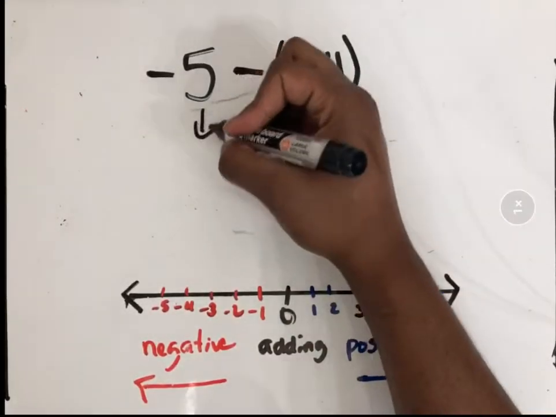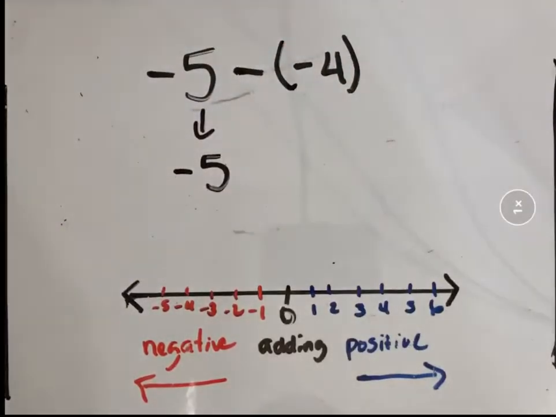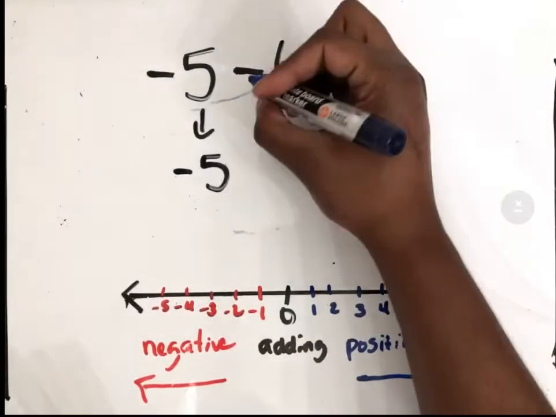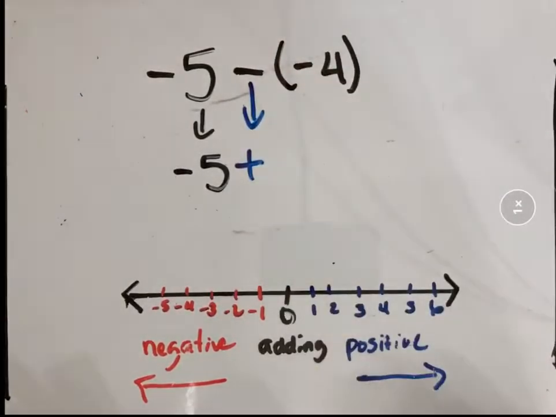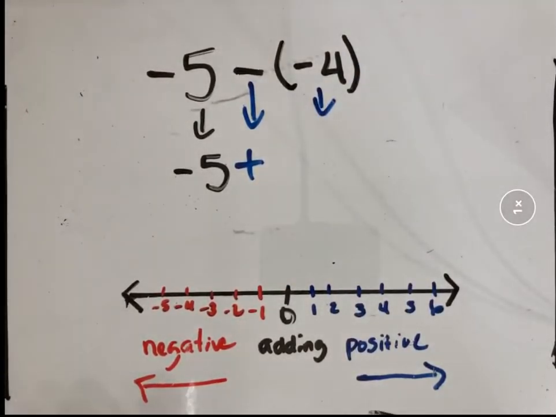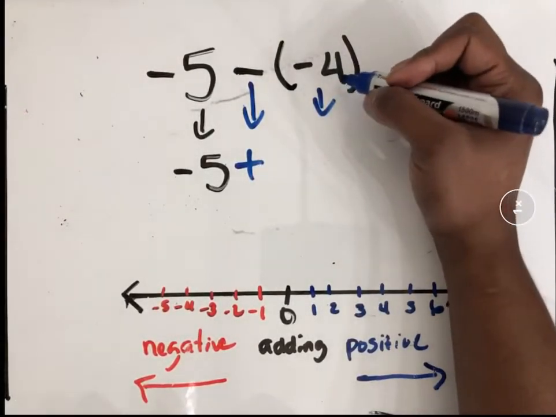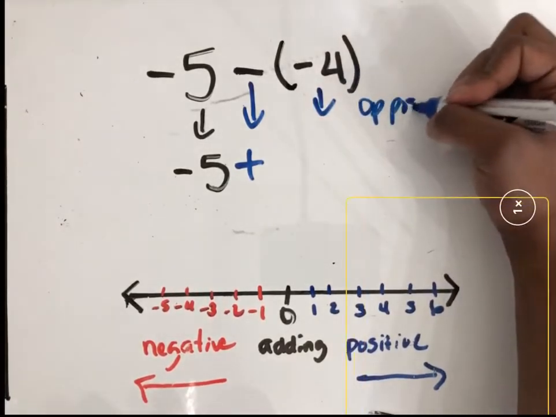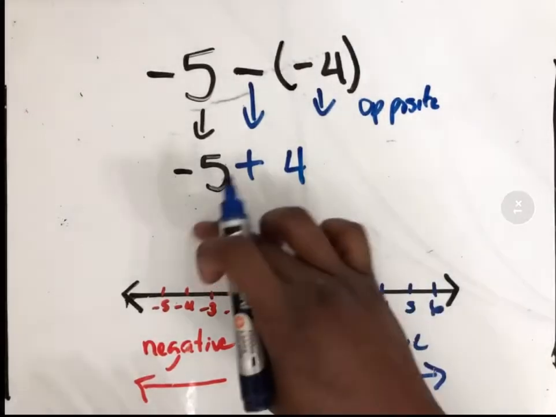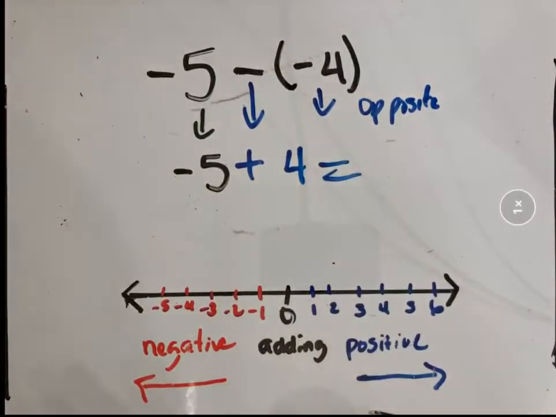My negative 5 is always going to stay the same. My first number is always going to stay the same. Because I'm changing to an addition, the subtraction sign goes to an addition sign. And then I do the opposite of the second integer. This is a negative 4. The opposite of negative 4 is a positive 4. So I have negative 5 plus 4. Now I can actually do that using my addition rules.